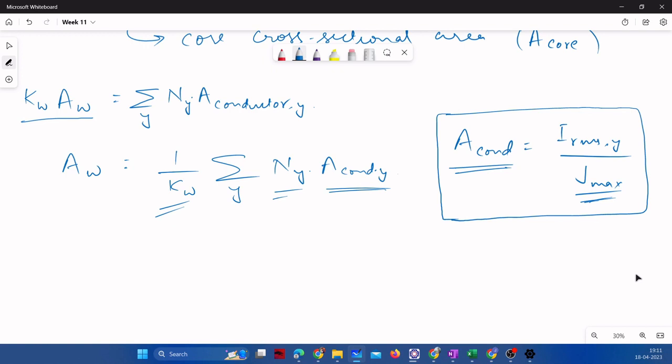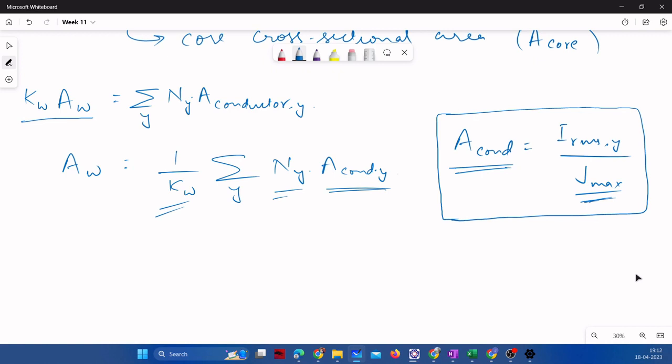Yeah, definitely. If you use forced cooling, then how much cooling you are adding additionally will be dependent on the current density. If you want to use 10, then you will need a certain amount of cooling. If you need 15, then you will need more cooling, right? But you can go ahead and increase that value. So that's why J max should be known, and it should be known on the basis of how much cooling you intend to provide.